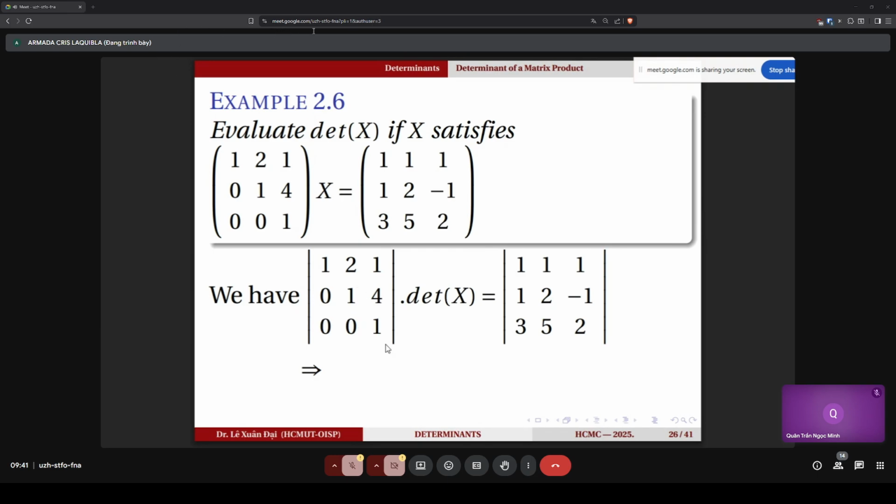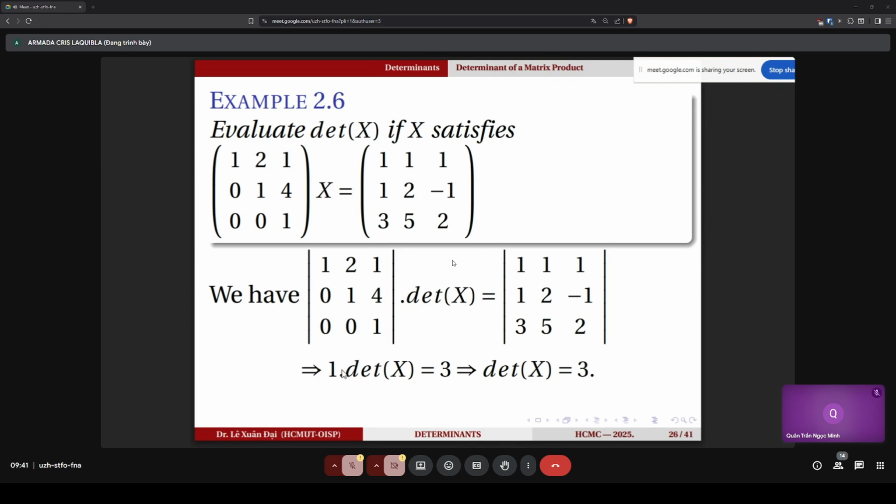This is 1 times 1, 1 minus 0 times 4, it's 0. So 1 minus 0 becomes 1 times 1 there, it's 1. So the answer here is 1. So 1 times determinant of x, then the answer here on the other side is 3. So 1 times determinant of x, that's determinant of x, which is equal to 3.